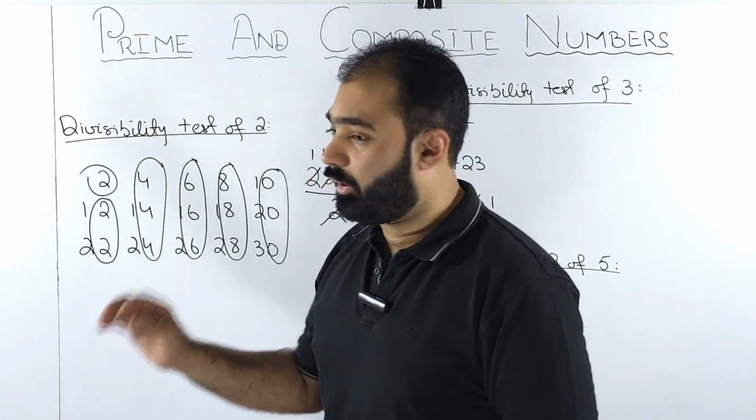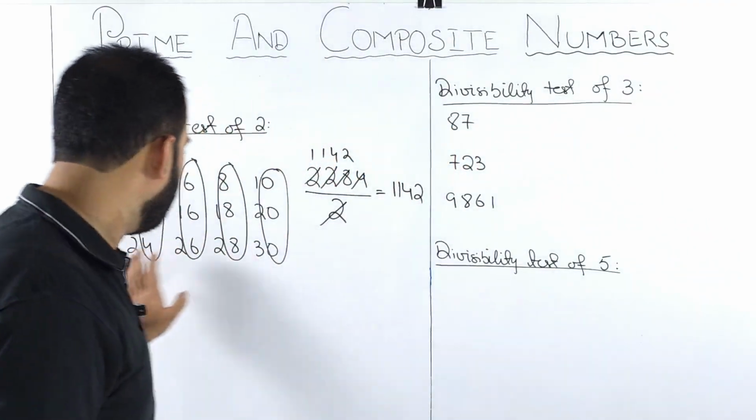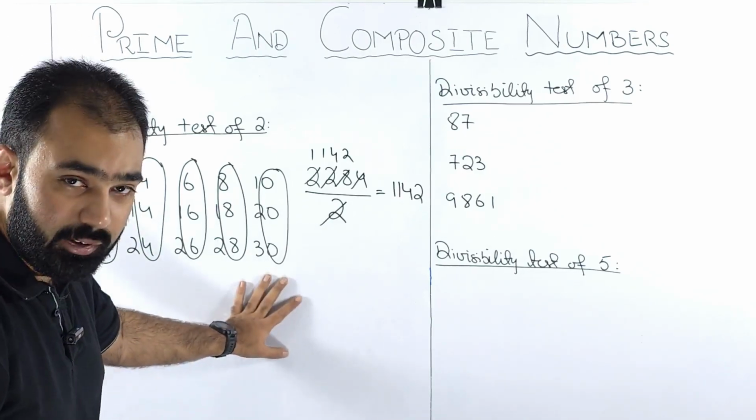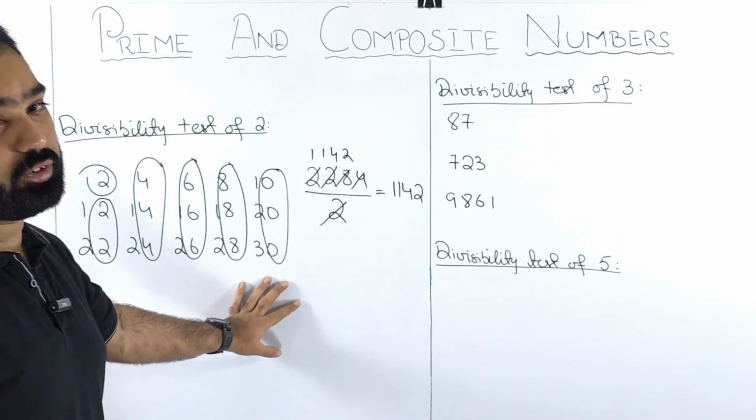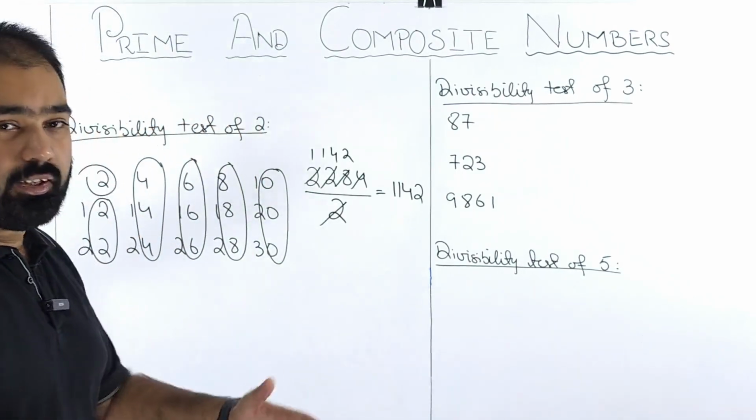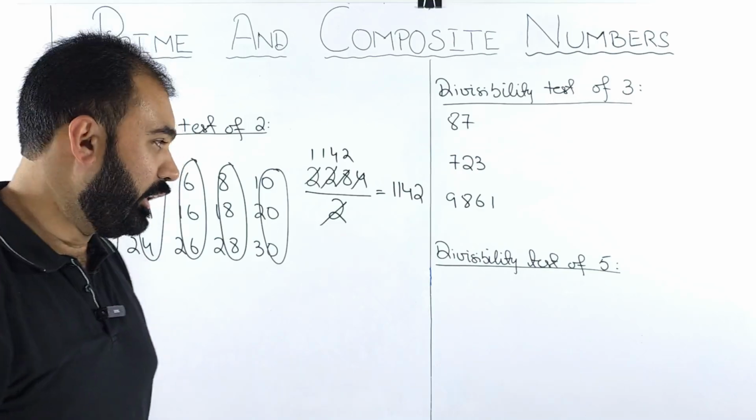So we will say that any number that has 2, 4, 6, 8 or 0 at the end is completely divisible by 2, and it easily goes into the composite numbers category immediately.